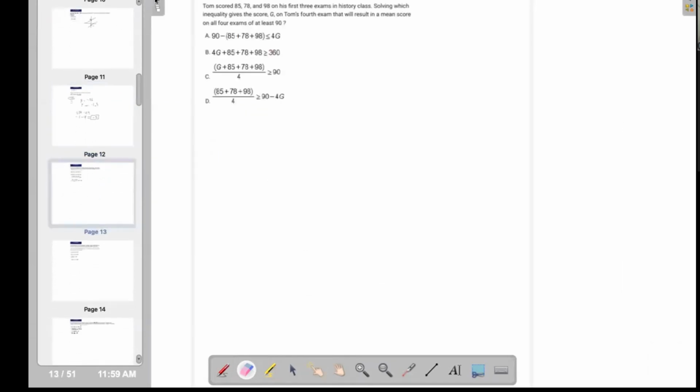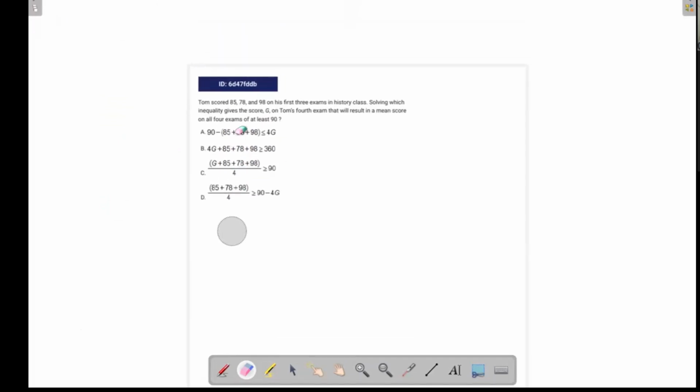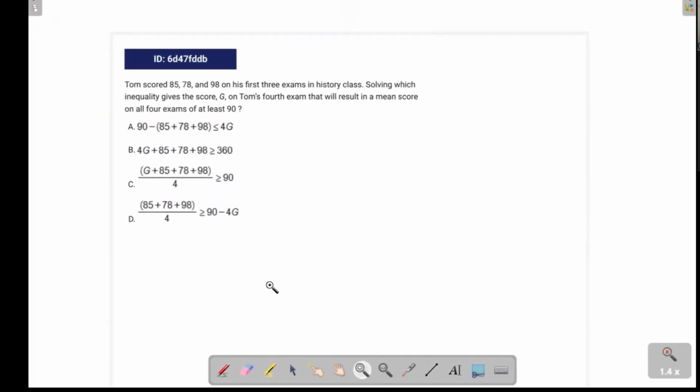We're going to go over the next problem here. And that was the hardest difficulty, so it's okay if it challenged you more. All right. So Tom scored 85, 78, and 98 on his first three exams in history class. Which inequality gives the score G on Tom's fourth exam that will result in a mean score on all four exams of at least 90?